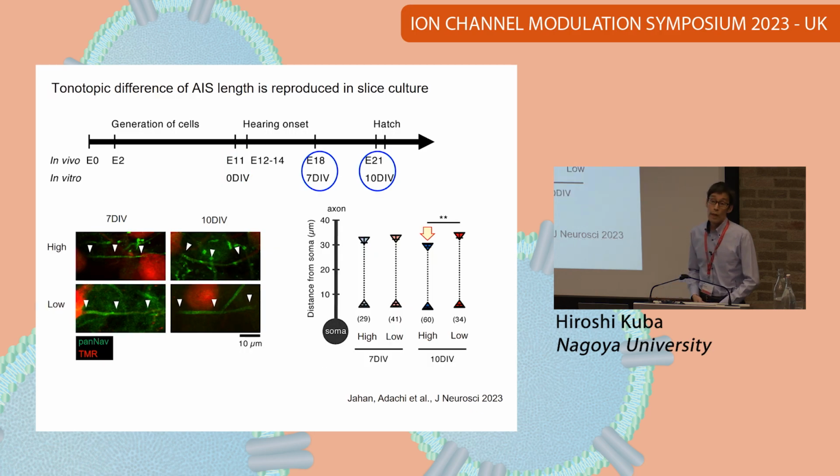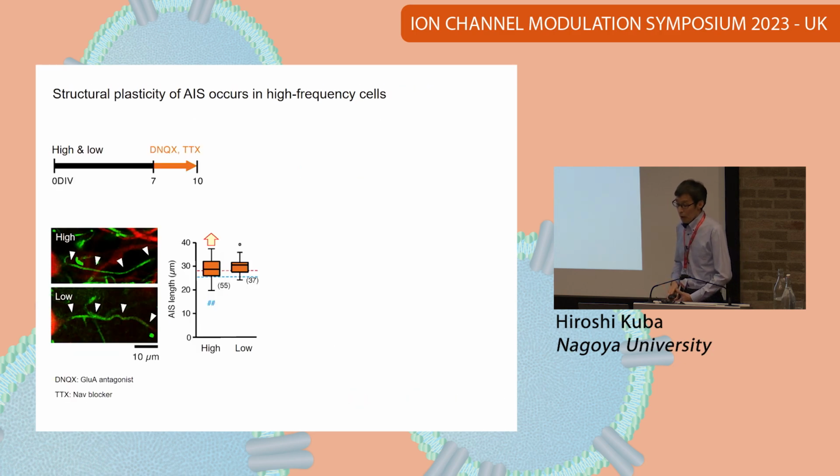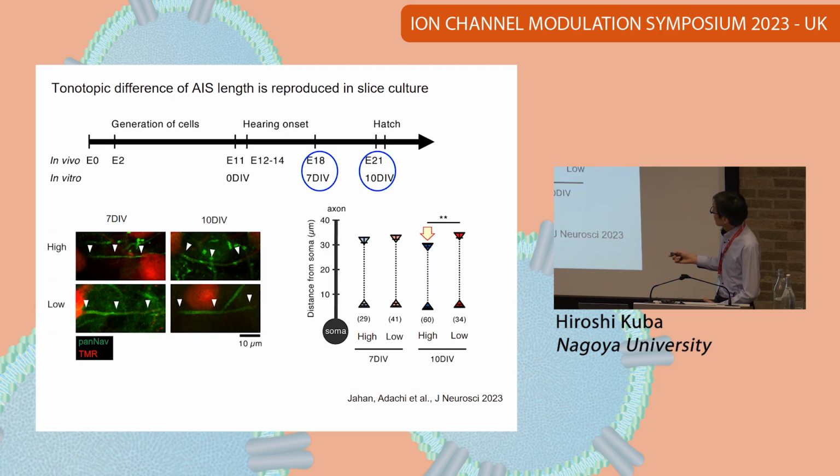In this culture, we examined the distribution of AIS in high and low frequency cells at 7 and 10 DIV, corresponding to the period of around hatch. The position of the proximal end didn't differ among the tonotopic regions, while the position of the distal end was distributed more proximally in high-frequency cells at 10 DIV. This makes the AIS slightly shorter in these cells.